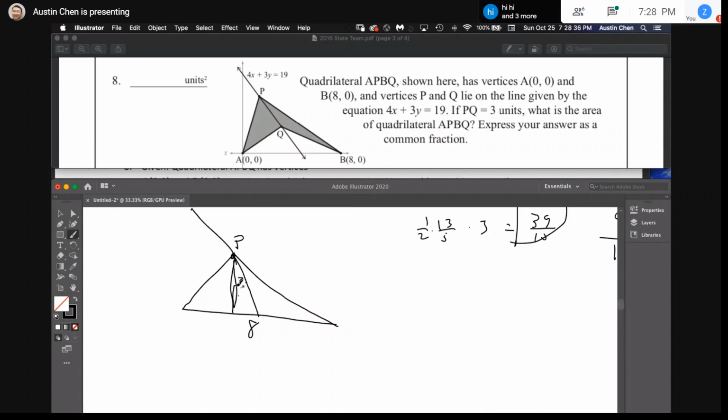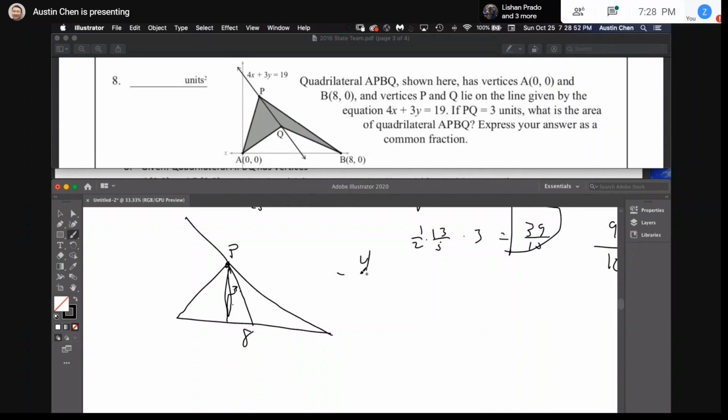So then, we know that this is 3, right? So using the slope of that, so the slope of that is what? Negative 4/3. Which means that this length has to be four. It has to be 4/3 times 1/3.